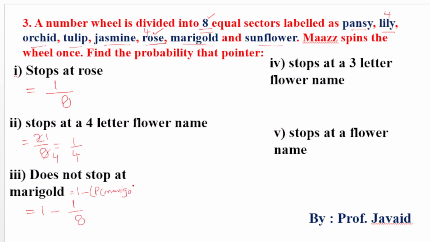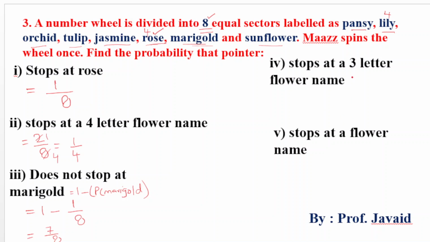Yes, like this, probability of marigold. So 1 minus 1 over 8. So we'll just solve with the help of calculator. 8, 1 times 8 minus 1. So it must be 7 by 8. So this is done. Now move toward the fourth question.